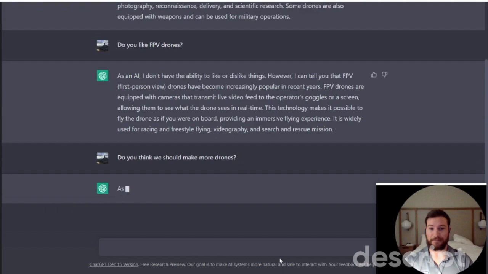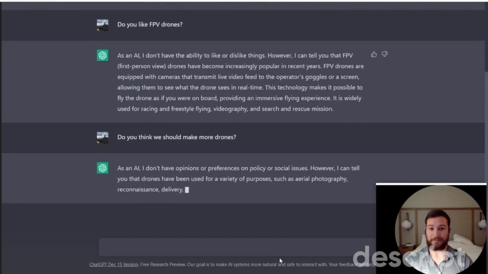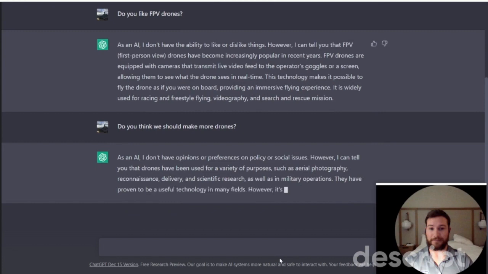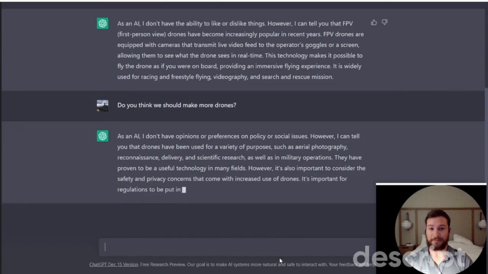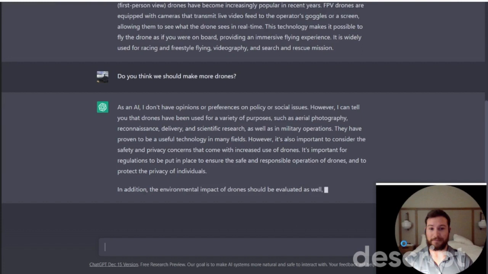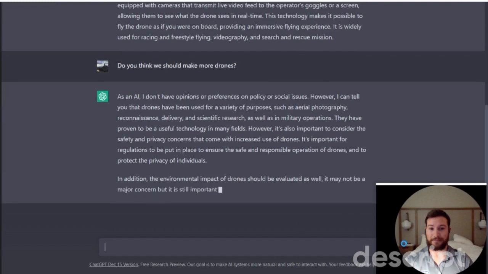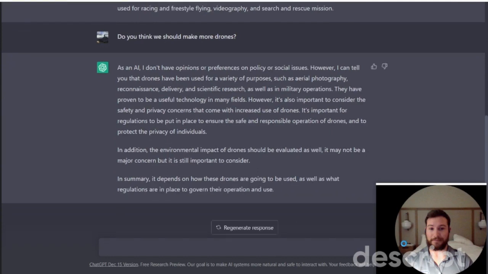As an AI, I don't have opinions or preferences on policy or social issues. However, I can tell you that drones have been used for a variety of purposes, such as aerial photography, reconnaissance, delivery, and scientific research, as well as in military operations. They have proven to be a useful technology in many fields. However, it's also important to consider the safety and privacy concerns that come with increased use of drones. It's important for regulations to be put in place to ensure the safe and responsible operation of drones and to protect the privacy of individuals. In addition, the environmental impact of drones should be evaluated as well. It may not be a major concern, but it is still important to consider. In summary, it depends on how these drones are going to be used, as well as what regulations are in place to govern their operation and use.